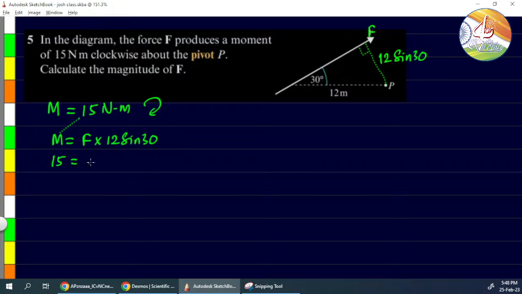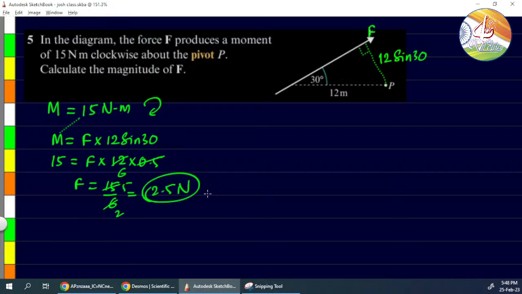So 15 equals F into 12 sine 30, and sine 30 is half, that is 0.5. So F will be, this will become 6, 15 by 6. So 3 2s are 6, 3 5s are 15, that is 2.5 newtons.